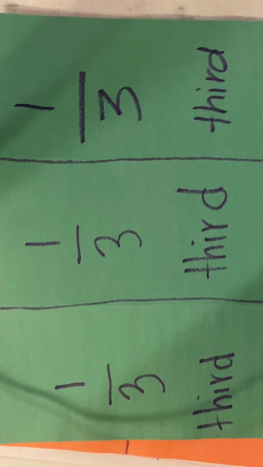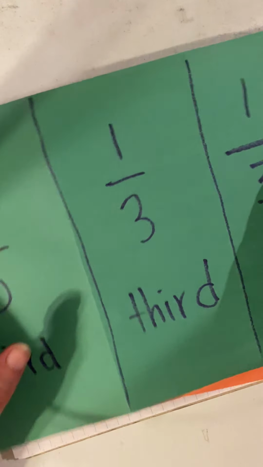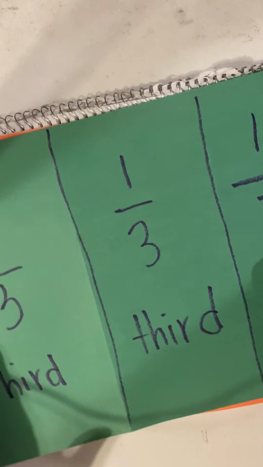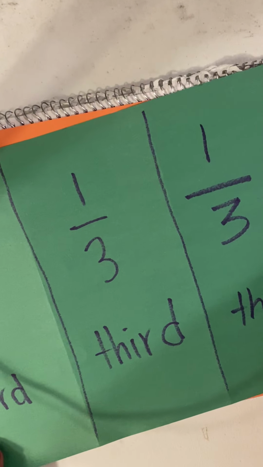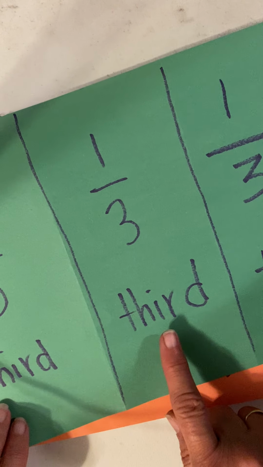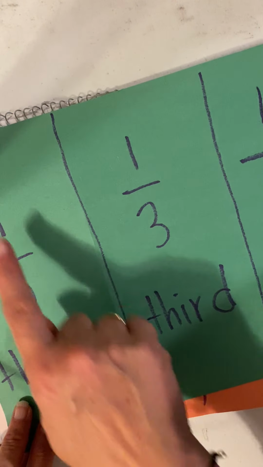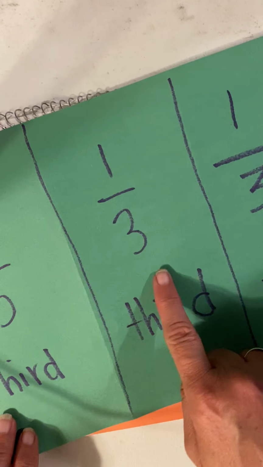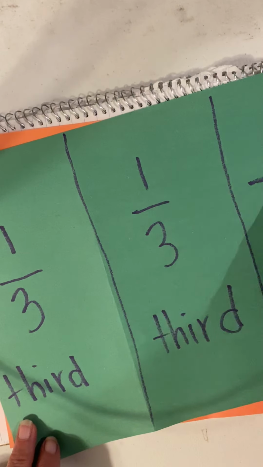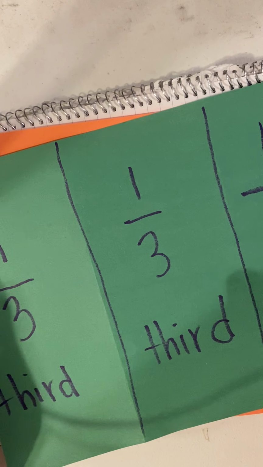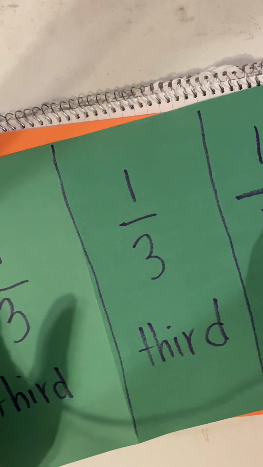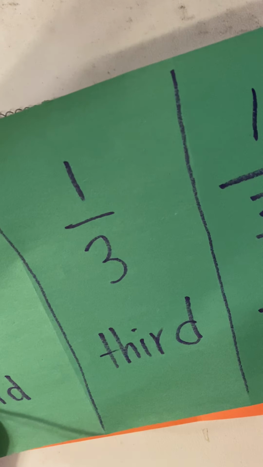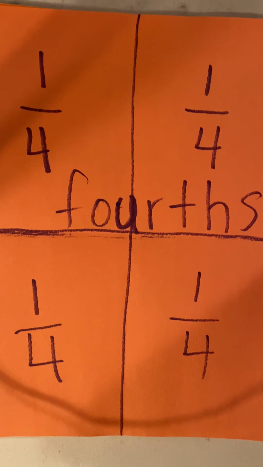Let's take a look at something else you did. You took a piece of paper and we divided it up into 3 equal parts. We have 1, 2, 3 equal parts for this whole piece of paper, and the fraction word is third. And each one of these is 1/3. This is 1/3, and this is 1/3. How many thirds does it take to make this whole green sheet of paper? 3, 1/3, 1/3, and 1/3. It took 3 thirds.